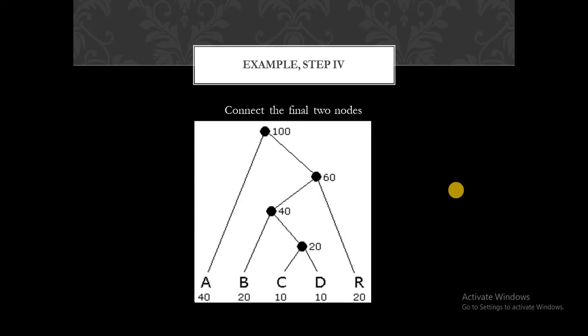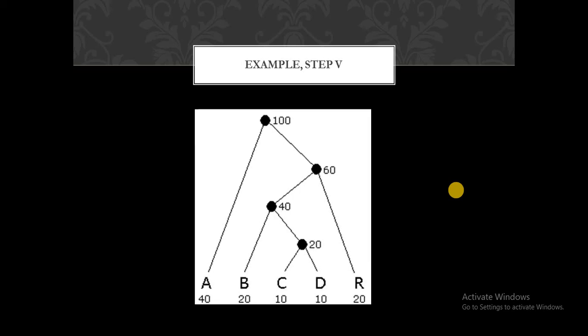We have constructed this based on the frequency information. This is called a Huffman tree. We use the Huffman tree to encode the data. We have successfully constructed the Huffman tree based on the frequency information. Frequency information means how many times the letter appears in the given text. In this example, the leaf nodes are A, B, C, D, R and the root node is 100.